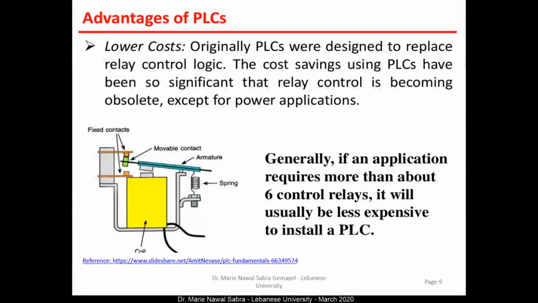It has a lower cost, so the cost of the PLC is less than the cost of a lot of relays. We have in here a general rule of thumb. If an application requires more than 6 control relays, it will usually be less expensive to install a PLC than to control by relays. Less than 6, go ahead and work without a PLC.